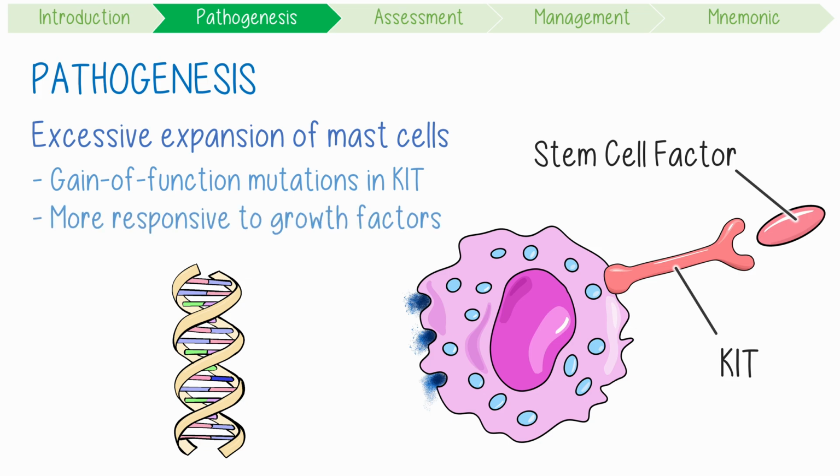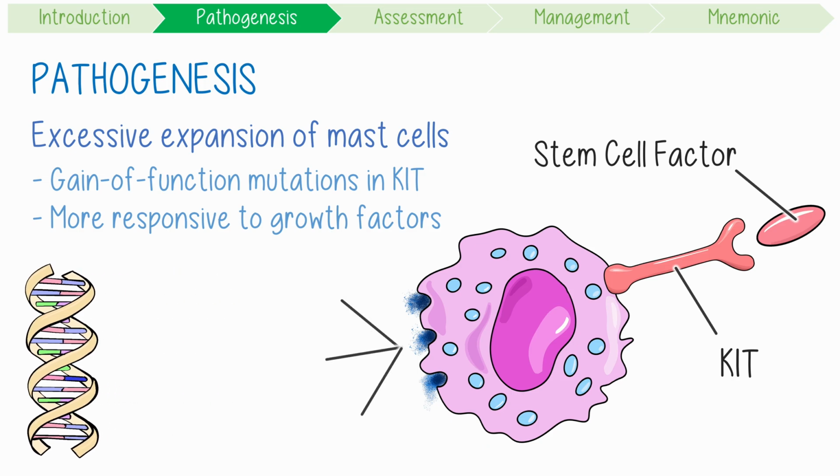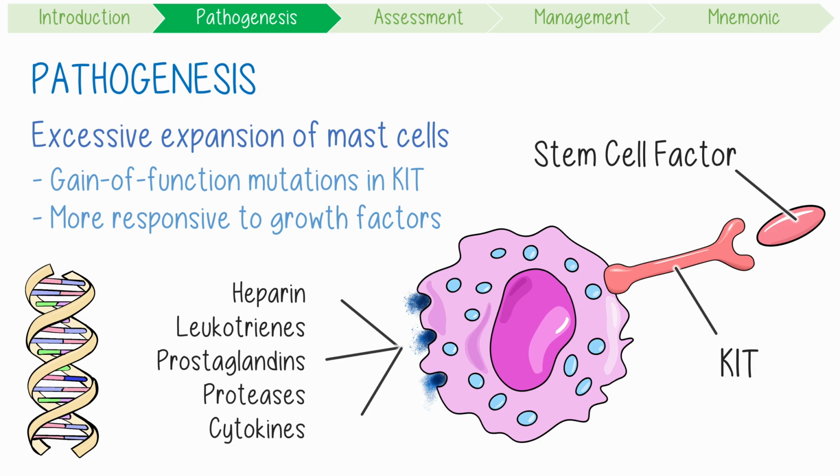It's important to keep in mind that these cells actually have a large repertoire of effector mediators other than histamine, like heparin, leukotrienes, prostaglandins, platelet activating factor, proteases, and cytokines.